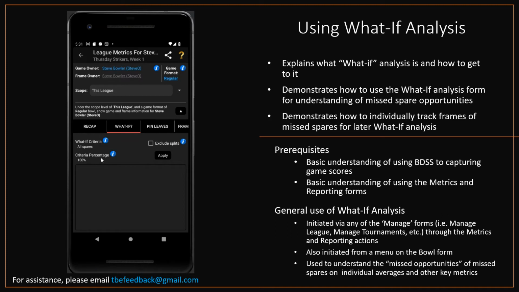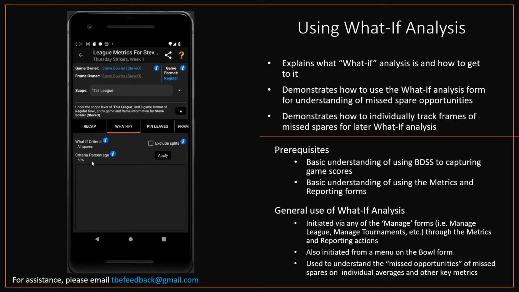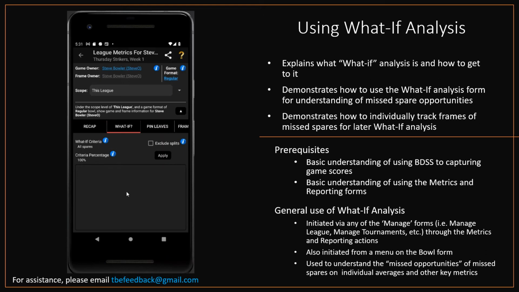The criteria percentage field allows you to select the approximate percentage of missed spares to use for what-if analysis. For example, if you choose all spares as your criteria, but then select a criteria percentage of 50%, the what-if analysis will perform calculations assuming 50% of all missed spares were converted. Choices are 100%, 75%, 50%, and 25%.